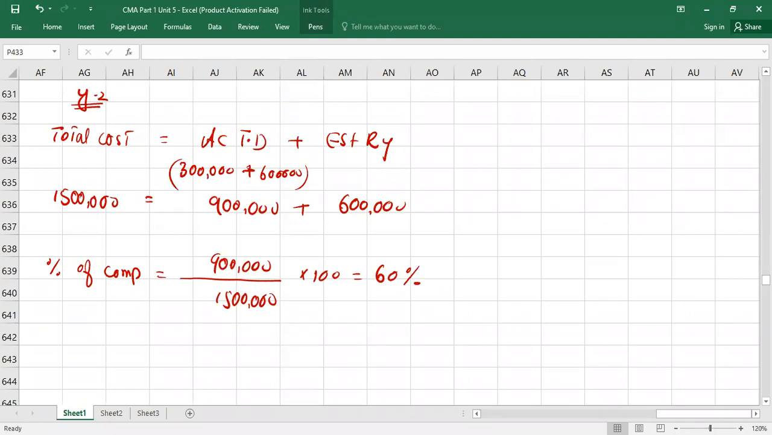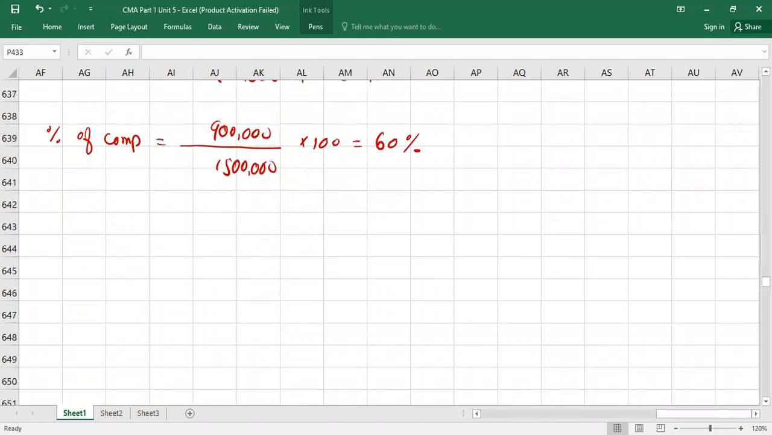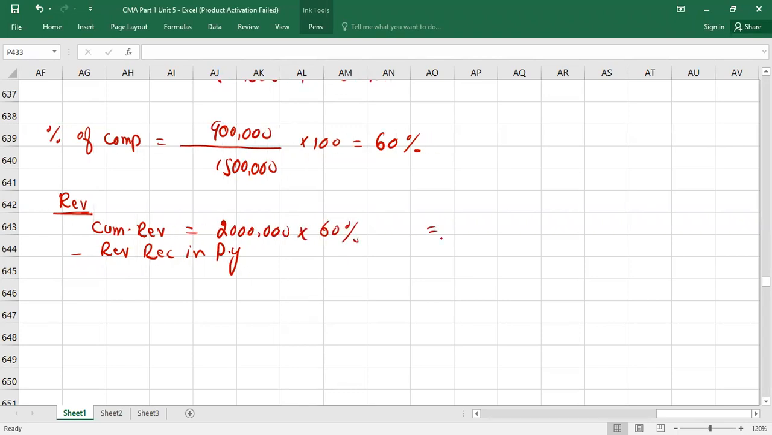So 2 steps are done. So step 3 I'm going to do here now. Need concentration. Guys, step 3 is what? You have to calculate first. First I have to do the calculation for what? Revenue. For revenue you have 2 columns: cumulative revenue minus revenue recognized in previous years. So cumulative revenue, how will you get it? You remember contract price, which is how much? 2 million in the question. Multiply by percentage completion, which is how much? 60%. It will give you cumulative revenue.